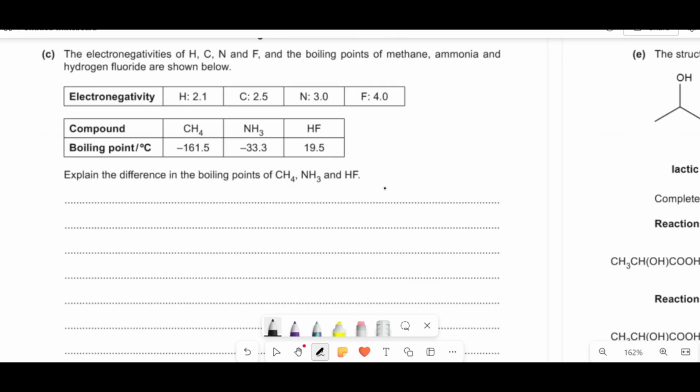So the electronegativities of H, C, N, and F and the boiling points of methane, ammonia, and hydrogen fluoride are shown below. So we can see that H has a pretty low one, C is marginally higher, N is higher, and F is really, really high. And then we've got our compounds here. CH4 has this boiling point here, NH3 has a higher boiling point, and HF has the highest. So then it says, explain the difference in the boiling points of CH4, NH3, and HF.